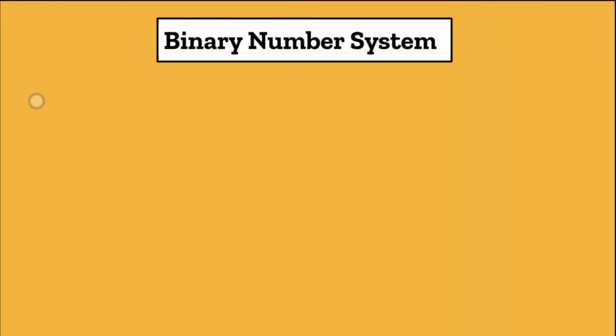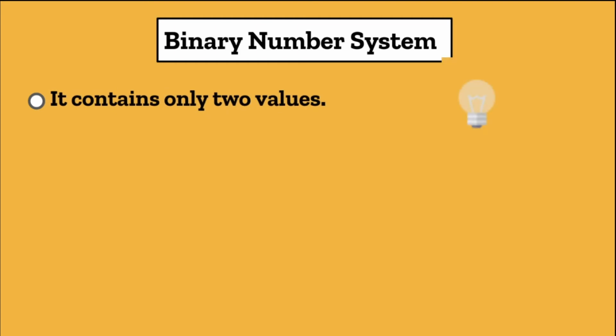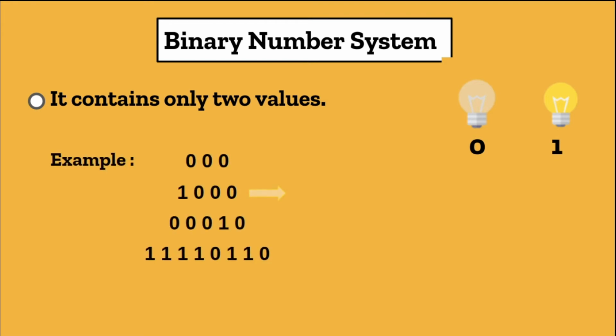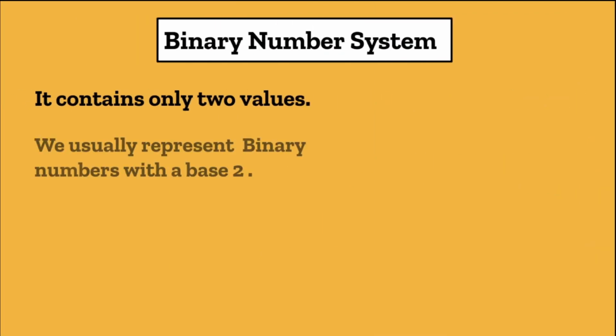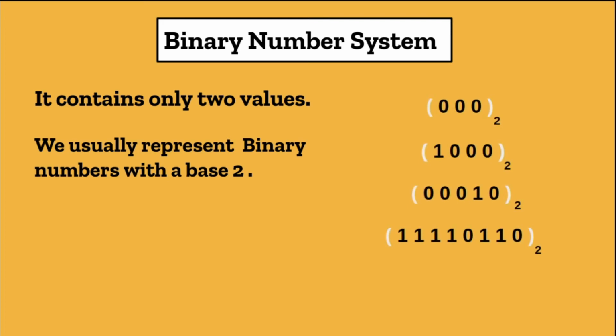The first number system is the binary number system, which contains only two values 0 and 1, which represents high and low electronic pulses. In other words, we can say when a circuit is on, it is given by 1, and when a circuit is off, it is given by 0. The following are some of the examples of binary numbers. If we have a 4-bit number, it is called a nibble. If we have an 8-bit number, we call it a byte. Since we have only two values in the binary number system, we usually represent binary numbers with a base 2.